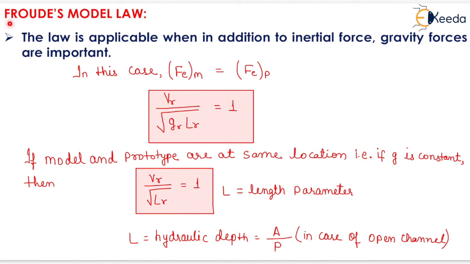Now next will be Froude's model law. The law is applicable when, in addition to inertia force, gravity forces are important. That is shown here. Now, Vr upon under root of gr into Lr will be equal to 1. If model and prototype are at the same location, that is, if g is constant, then Vr upon under root of Lr will be equal to 1, where L equals the length parameter. Now, L will be equal to hydraulic depth, which will be equal to A by P in case of open channel, that is wetted area upon wetted perimeter.